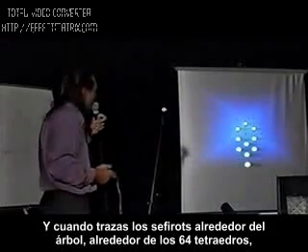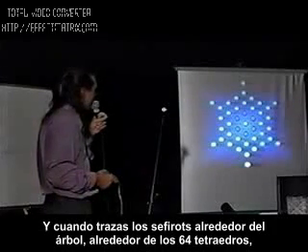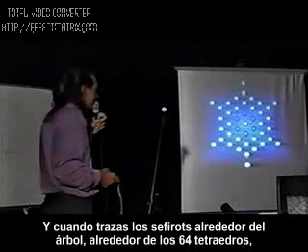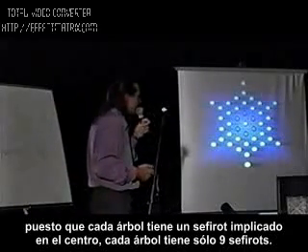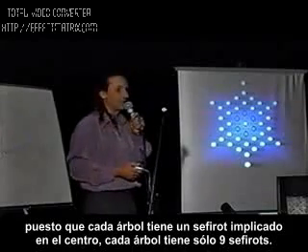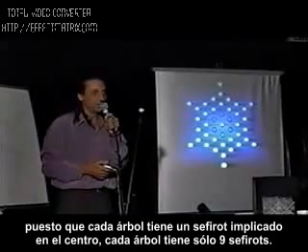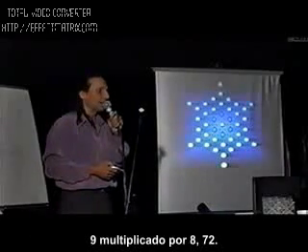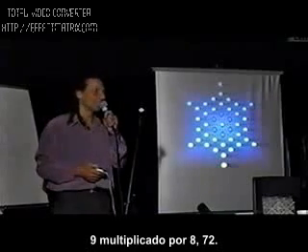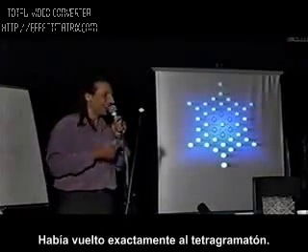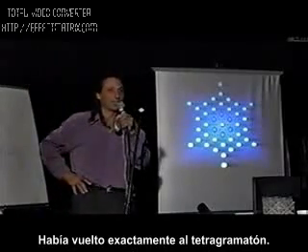And when you plot the sephiroth all around the tree, all around the 64 tetrahedron, since each tree has one sephiroth involved in the middle, each tree only has 9 sephiroths. 9 multiplied by 8, 72. I had come back exactly to the tetragrammaton.